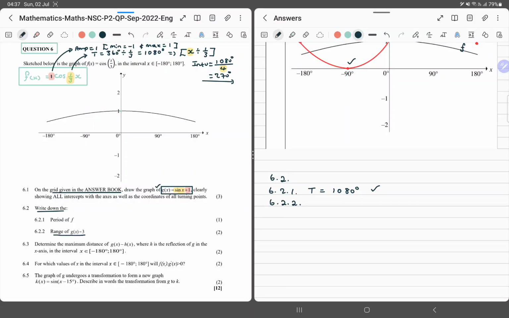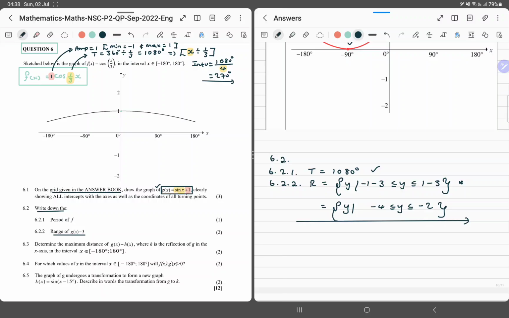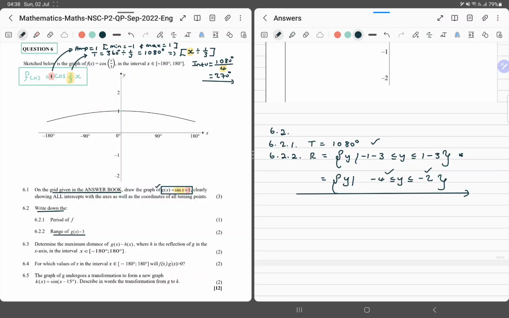6.2.2. The range of g of x minus 3. So we know that the range is going to be equal to the set of y values such that y is less than or equal to... Now the initial maximum was a 1. Then we're taking 3 from that. And then this should be greater than or equal to the minimum, which was a minus 1, and we're taking 3 from that. Easy. So this is what your answer should be. So this is going to be minus 2, minus 4. Obviously, this is just your thought process. What should appear is the final answer. Great. So you're getting 2 marks for working out those.